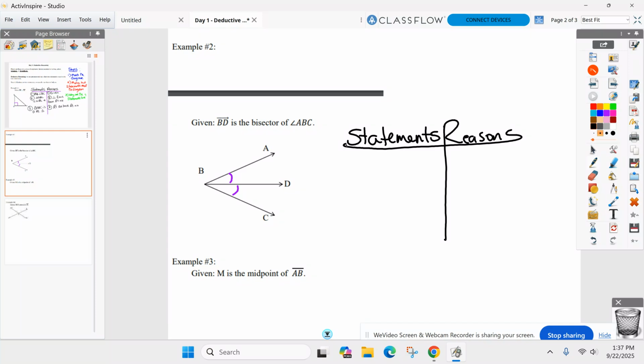Everything you put in the statements must be true. Has to be true. No opinions. Facts only in the statements. Well, we know one fact definitely true is always the given. BD is the bisector of ABC. And I know that's a true fact. I know that's a fact because it was given to me.